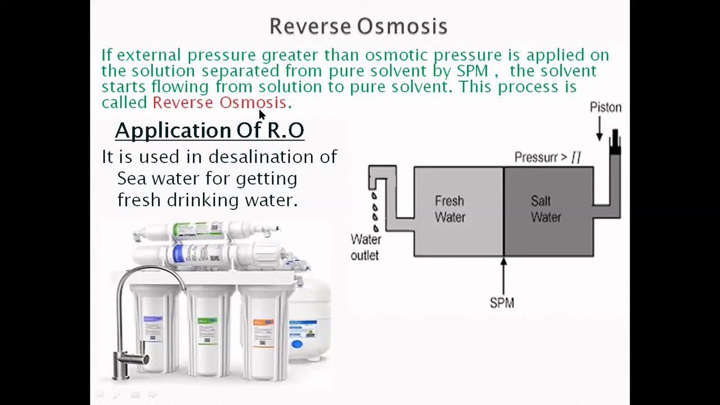Do we have any use of this reverse osmosis? Let's see the application. It is used in desalination of seawater for getting fresh drinking water. RO means reverse osmosis, and a type of RO has been shown here, from where we convert seawater into fresh drinking water.